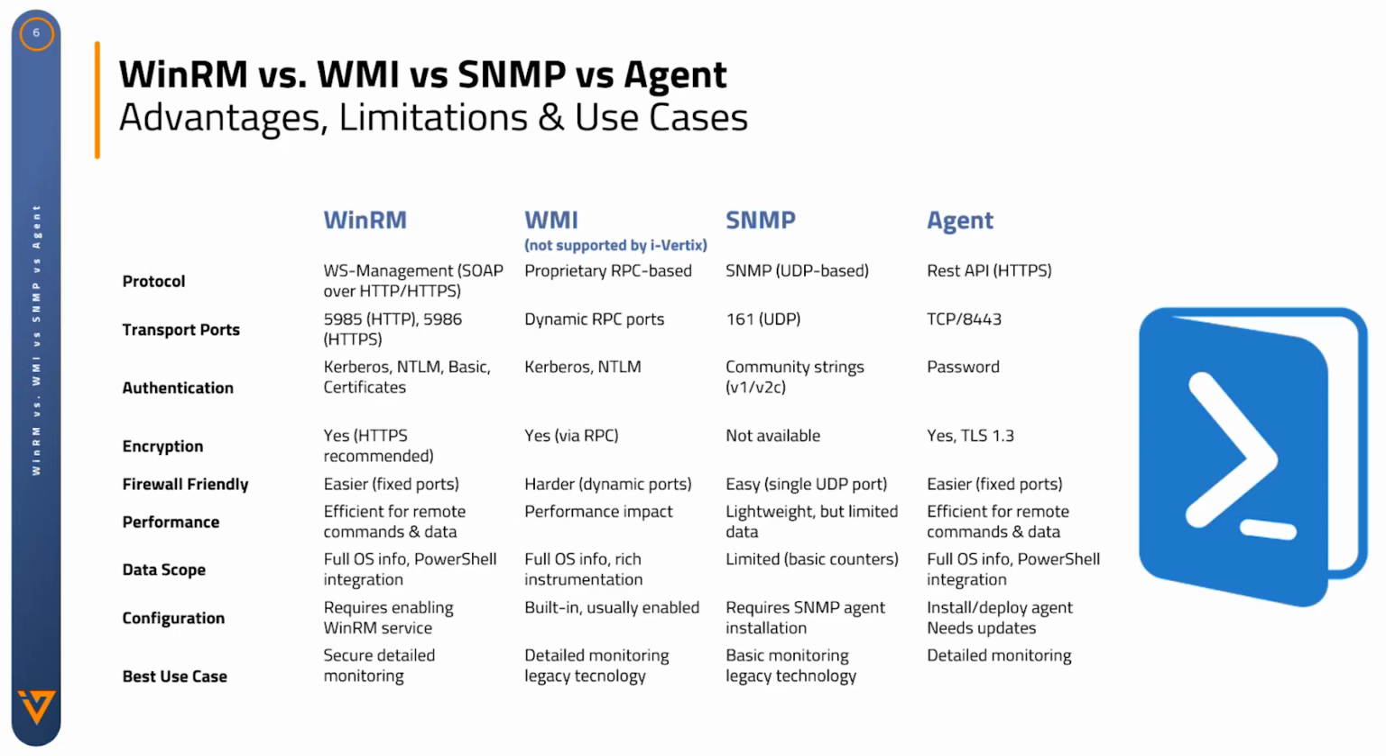On the configuration side, WinRM, as I said, you need to configure. WMI is normally just configured and you can use it. SNMP requires maybe the agent installation and configuration, which can also be done with a group policy. For the agent, you need to install, deploy, and maybe update it. This is maybe one of the biggest challenges of the agent. We also have a lot of customers who say they don't want a third-party software installed on a Windows server. So this maybe gives you a quick overview.